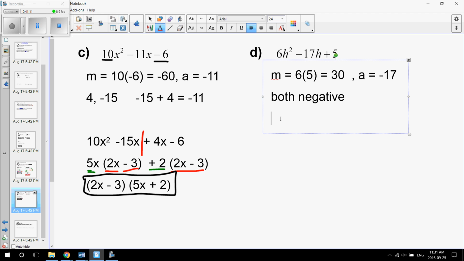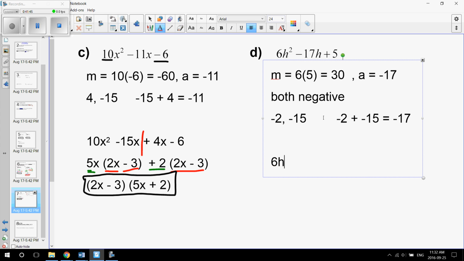So again, if you're struggling, go through your different options, 1 and 30, and so on. So hopefully you're able to come up with 2 and 15. So we have our two numbers 2 and 15, but we know they both have to be negative. And again, we can double check negative 2 plus a negative 15 does in fact give us the negative 17, so we know that we have the right numbers.